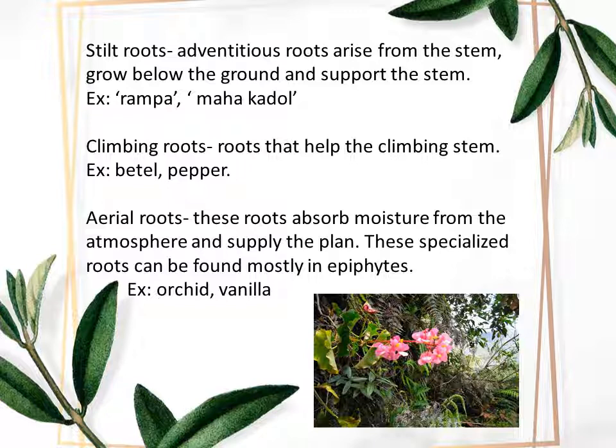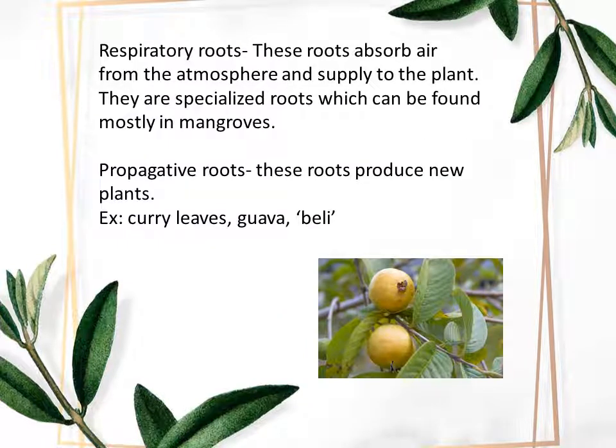Aerial roots. These roots absorb moisture from the atmosphere and supply the plant. These specialized roots can be found mostly in epiphytes. Example, orchid and vanilla. Respiratory roots. These roots absorb air from the atmosphere and supply it to the plant. They are specialized roots which can be found mostly in mangroves. Propagative roots. These roots produce new plants. Example, curry leaves, guava and bael.